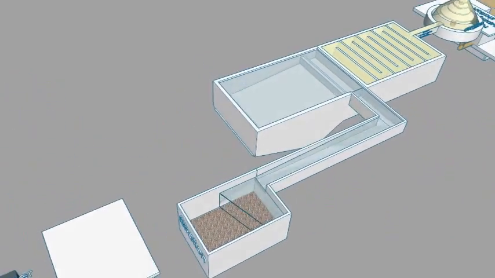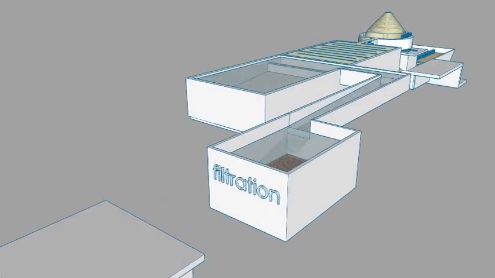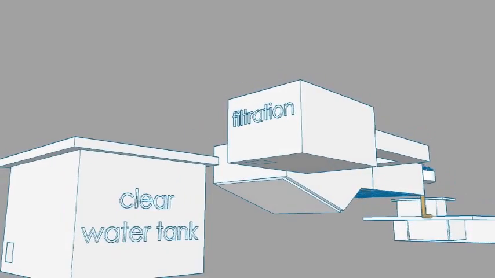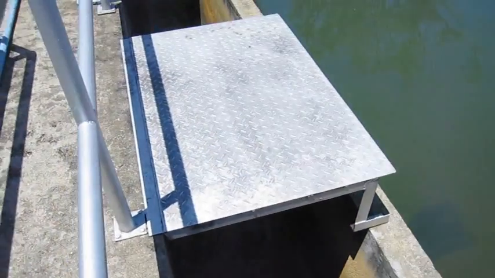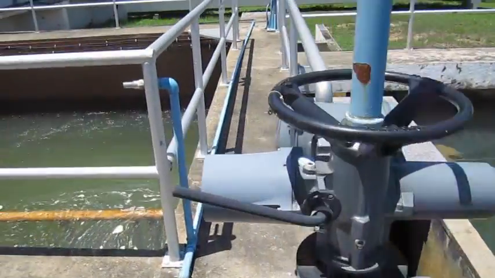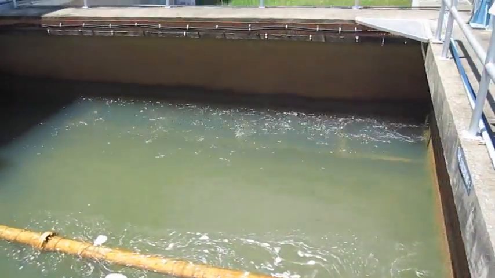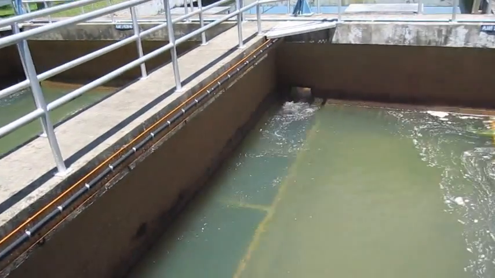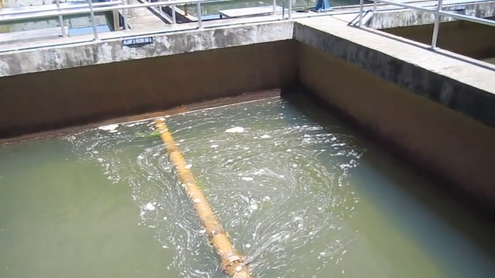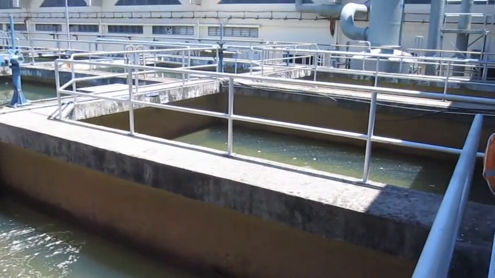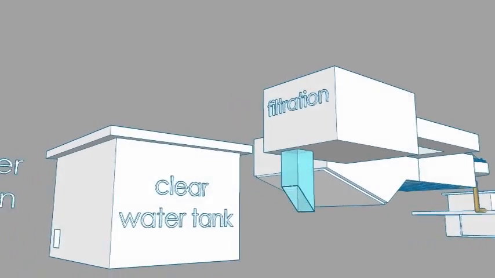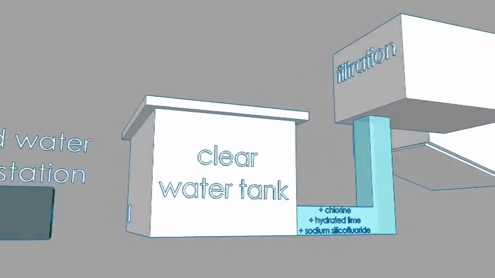The next step in a conventional water treatment system is filtration, which removes particulate matter from water by forcing the water to pass through porous media. The filtration system consists of filters with varying sizes of pores, and is often made up of sand, gravel and charcoal. The settled water then goes through filters where the fine particles and bacteria are trapped. The clean water then goes to the clear water tank.